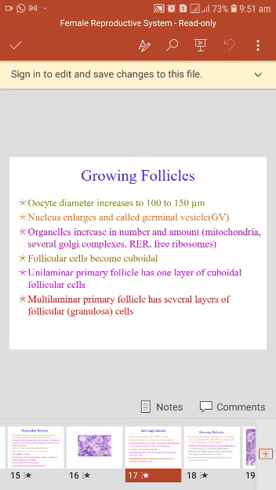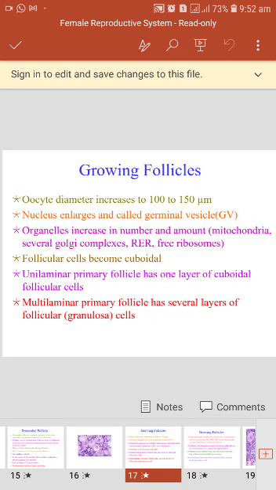Then we have the growing follicles, where the oocyte diameter increases to 100 to 150 micrometers. The nucleus also enlarges and is called the germinal vesicle. Organelles increase in number and amount. Follicular cells now become cuboidal. In the primordial follicle, the follicular cells were flattened, but in growing follicles, they are cuboidal. The unilaminar primary follicle has one layer of cuboidal follicular cells, while the multilaminar primary follicle has several layers of follicular cells.